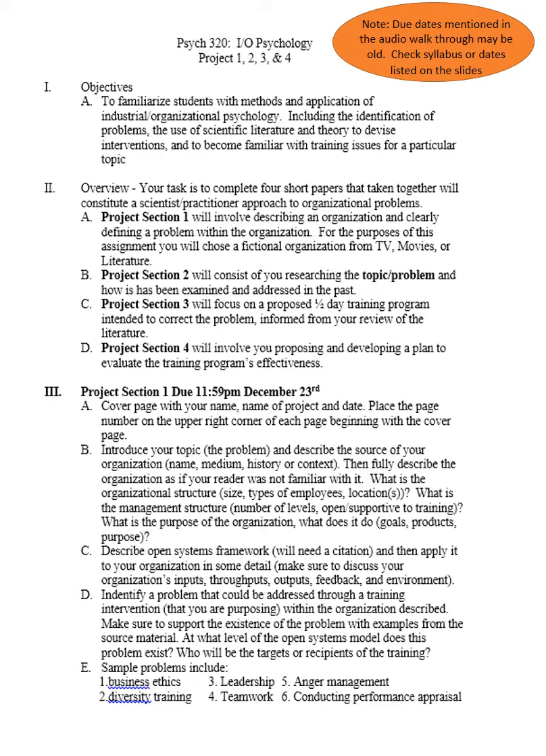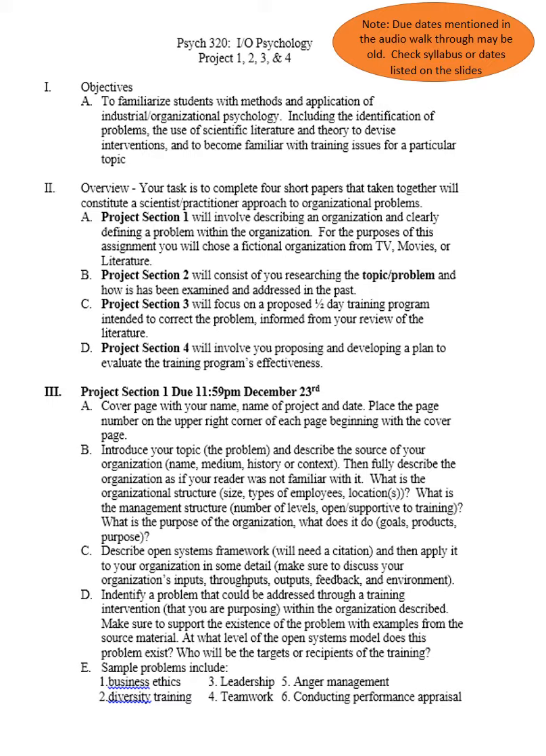So you could say, for example, the Empire from the Star Wars film, or you could say the Federation from Isaac Asimov's Federation novels. So anyway, then you're going to fully describe the organization as if your reader was not familiar with it. So what's the organizational structure? Who's in charge? How big is it? What's the management structure like? How many levels are there of that management?